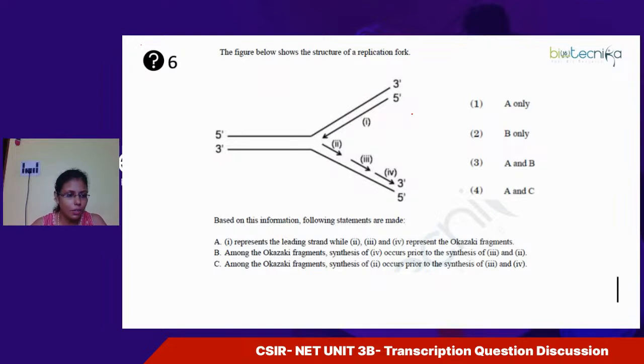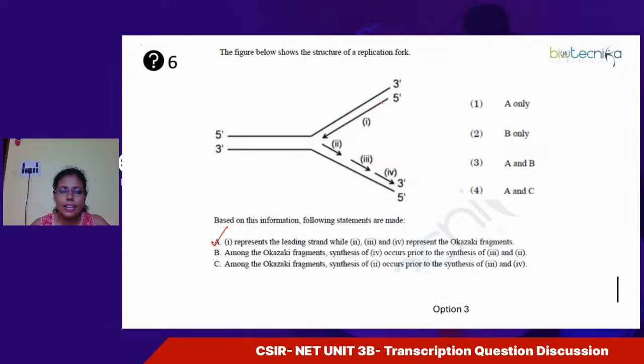Okay, I'm getting a lot of answers, that's great. Yes, many of you are saying it's option 3. So the correct answer is option 3. Very, very good, all of you. So therefore, the first statement says that 1 represents the leading strand while 2, 3, 4 represent the Okazaki fragments. So that is definite.